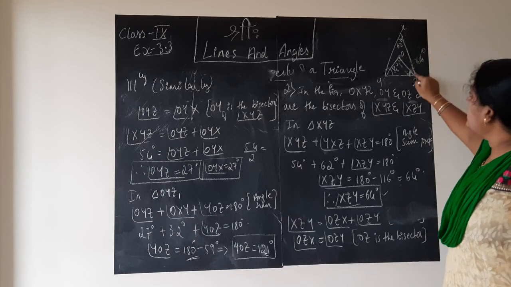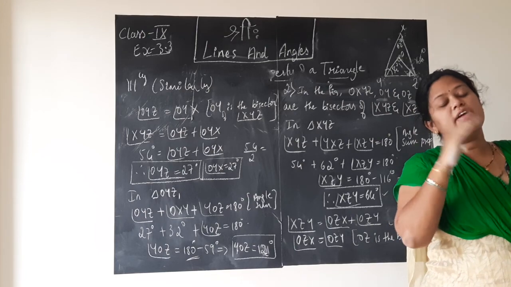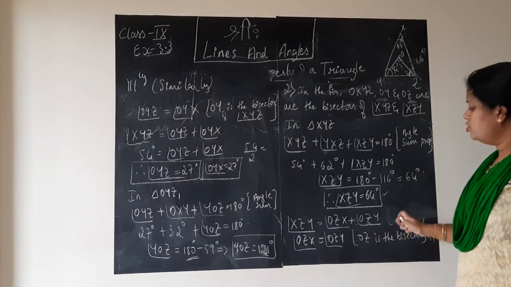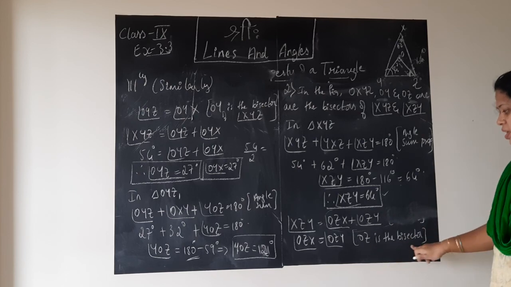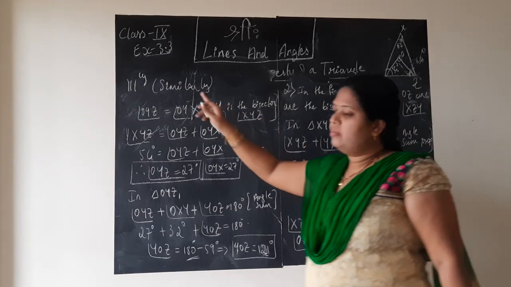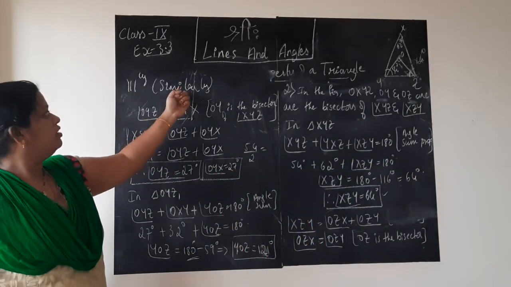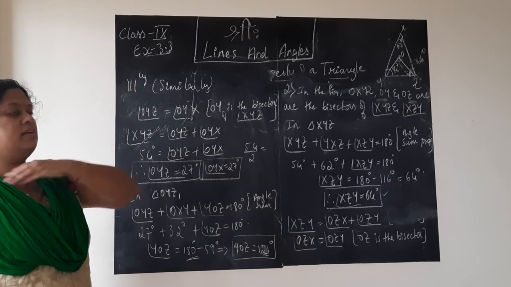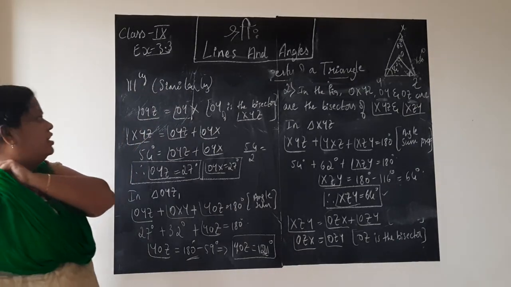Now, OZX is equal to OZY. Why? Because angle Z, which is bisected, is divided into equal halves, children. So, this OZX and OZY are equal. Why? Because OZ is the bisector. Now, this symbol is similarly. Since this is new to you, I am writing the meaning of the symbol. Here onwards, if I write 3 lines and Ly on the top, children, it is similarly.